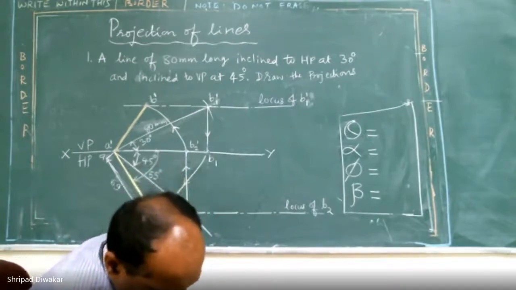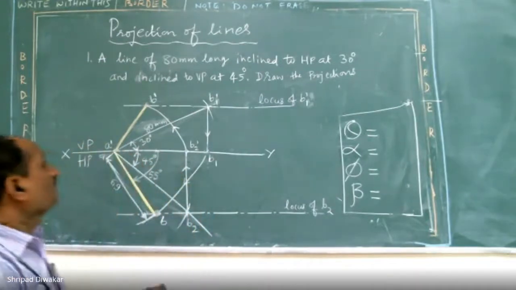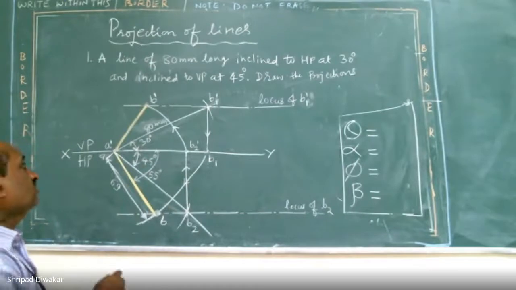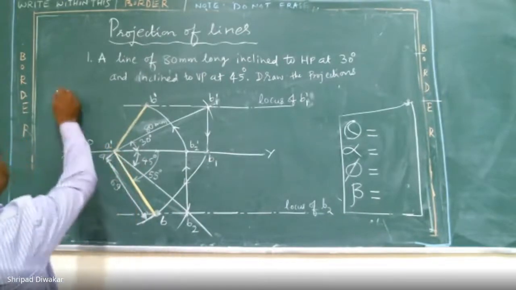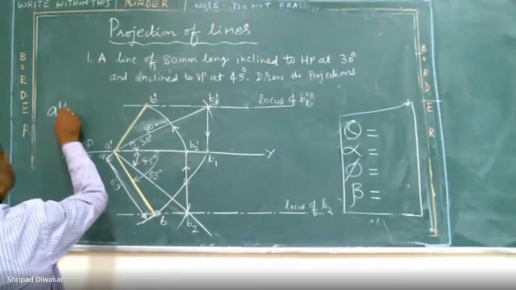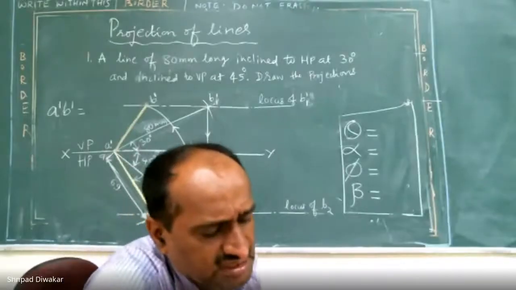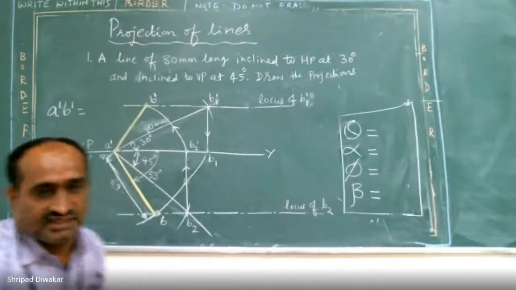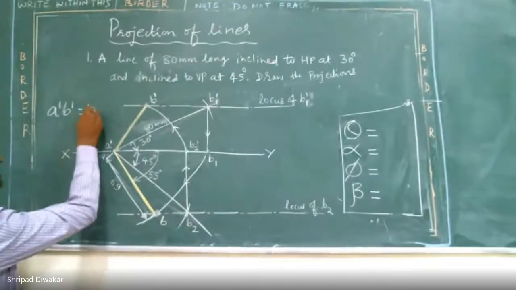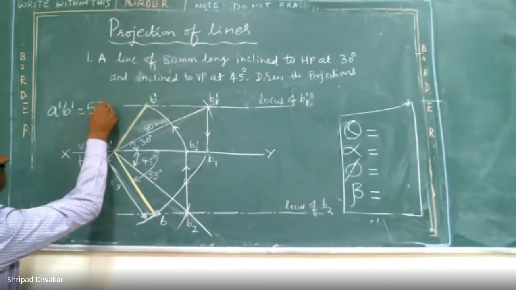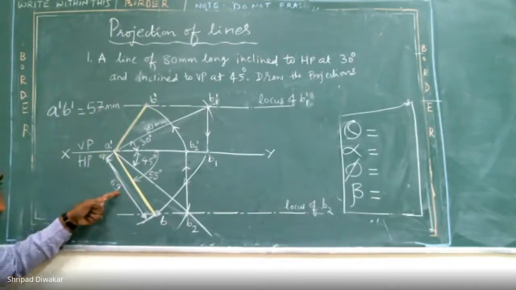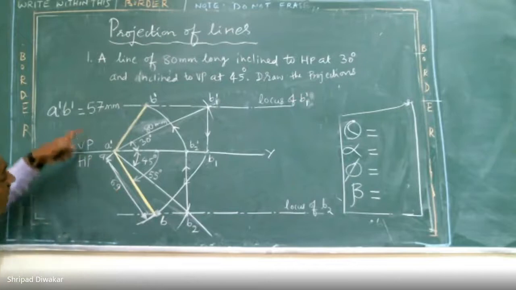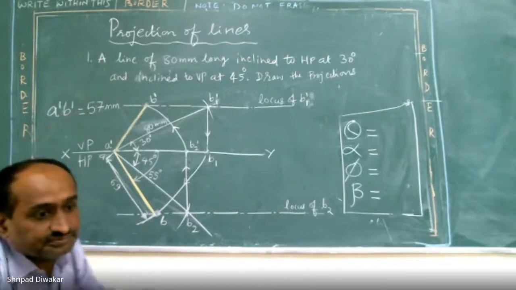Next step, you have to measure. Anybody, what is the distance A dash B dash? 57, I got. 57, A dash B dash you will get 57. Exact, right answer. But while writing, you have to write mm. In the representation, don't write the dimension mm on the drawing. Only while writing the answer, you have to write mm.